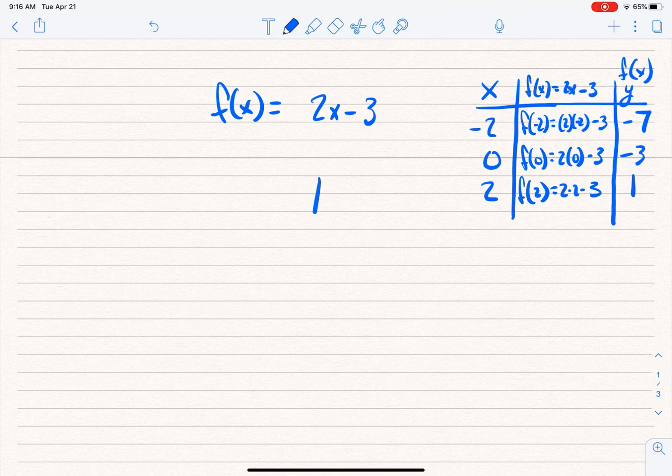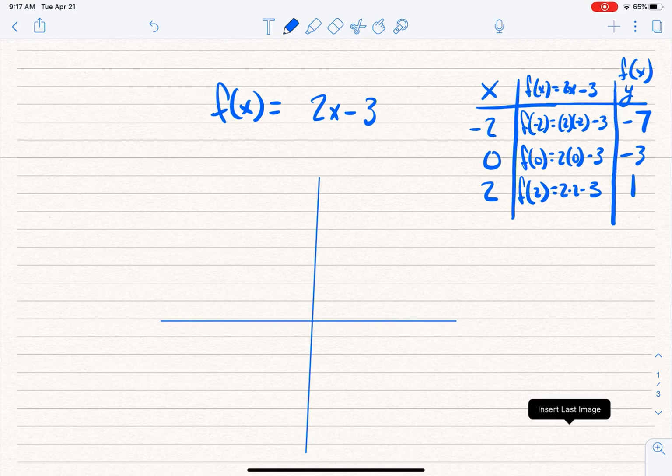And so I can say, well, let's make my x and y coordinate plane. Okay. And we'll say our first point is at -2, -7. So that's back 1, 2, and down 7. 1, 2, 3, 4, 5, 6, 7.